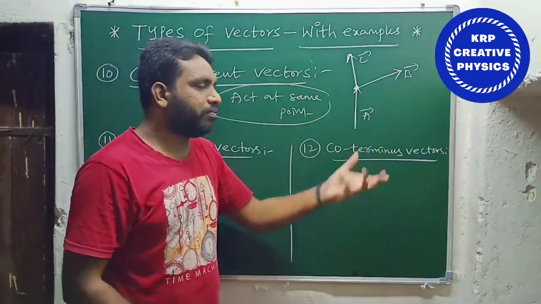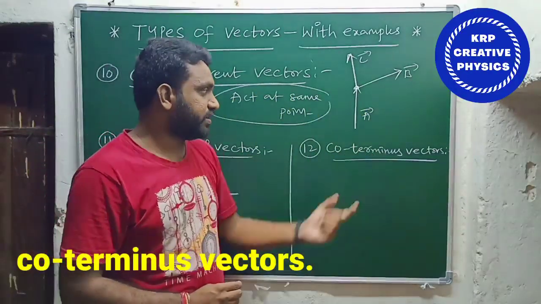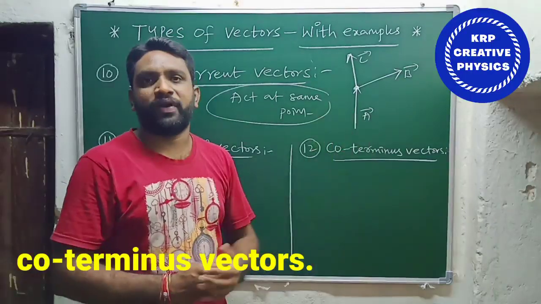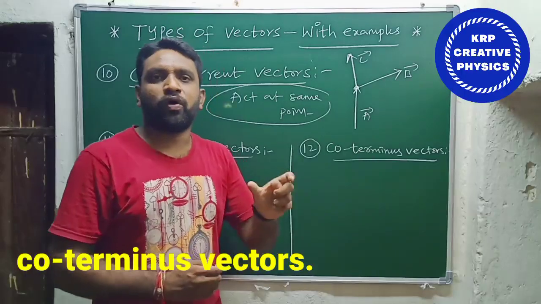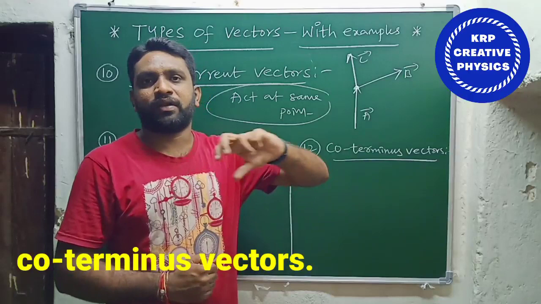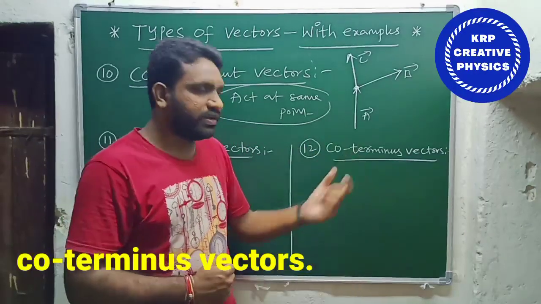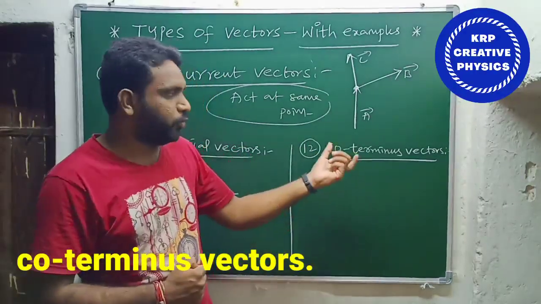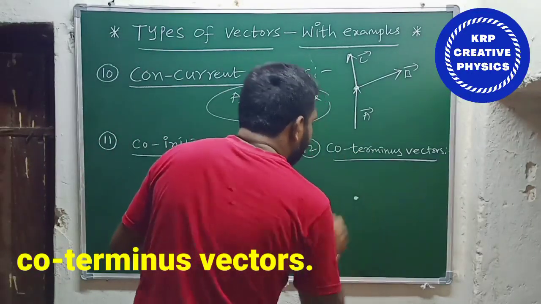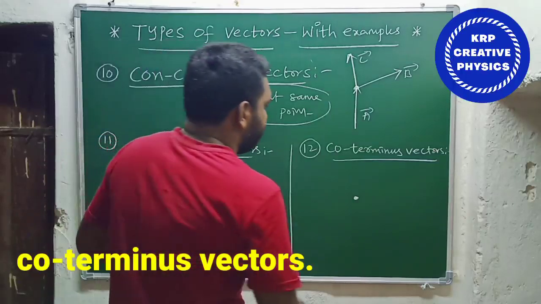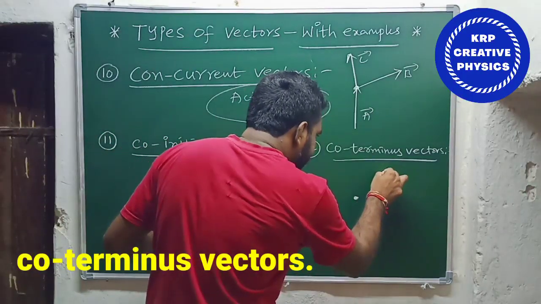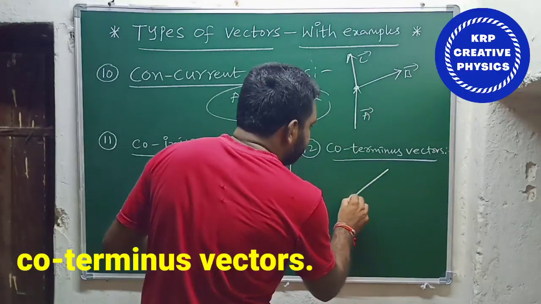That's it. And what about co-terminal vectors? Co means same. Terminal means terminus, the terminal points, the end points. So if two or more vectors have a common terminal point, if the terminal points of these vectors are at the same point, then they are said to be coterminous vectors. This is one point we'll consider here. The terminal point should be the same. They should have a common terminal point. This is a common terminal point.